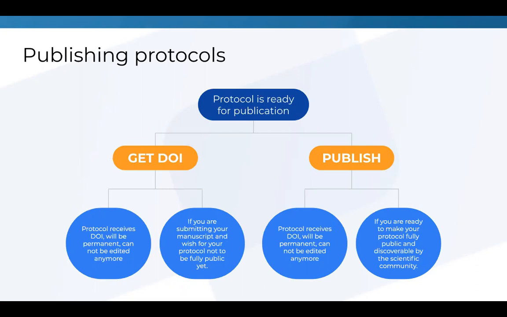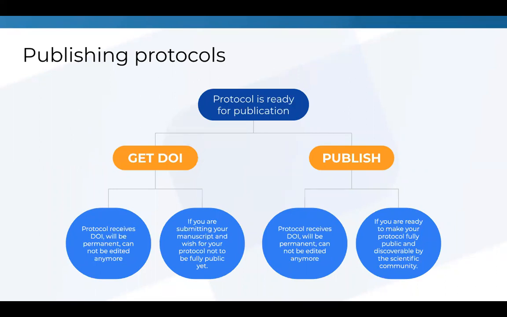That way the reviewers can see the protocol, but you might want to keep the protocol hidden until your paper's out. This will be the option you should go with, because when you only get the DOI, you can include it in your manuscript, but the protocol will be hidden. So if somebody tries to search for it in Google or wherever, they will not be able to see it yet. And then once the paper is published, we will also publish your protocol.